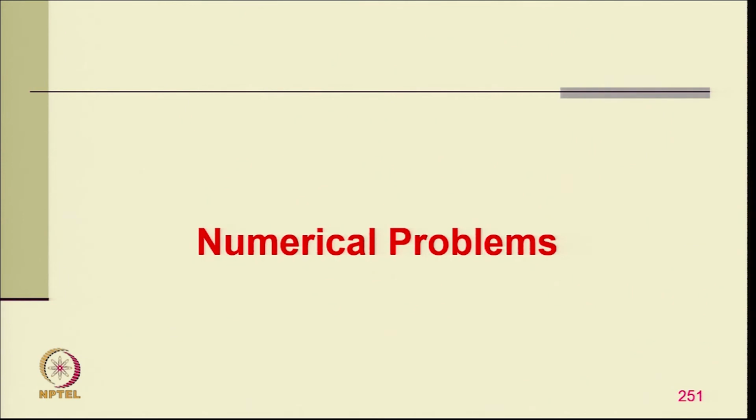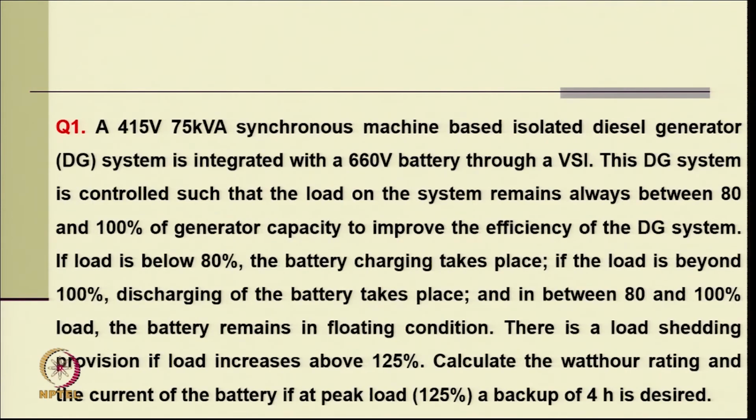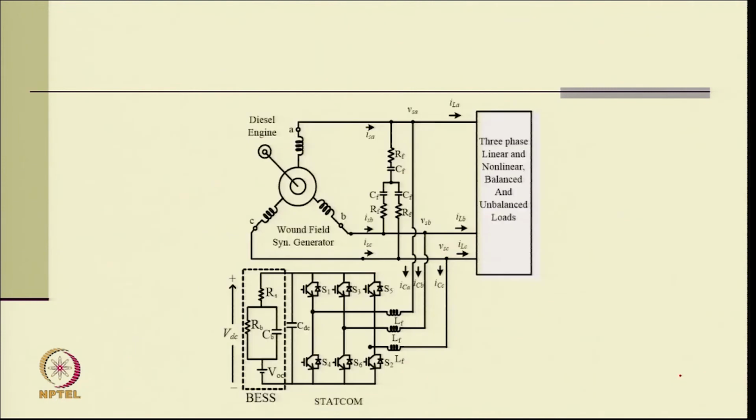Now, coming to the numerical problems. A 415 V, 75 kVA synchronous machine based isolated diesel generator set is integrated with a 660 volt battery through a voltage source converter. This DG system is controlled in such a way that the load on it remains always between 80 to 100% of the generator capacity to improve the efficiency of the DG set. If the load is below 80%, battery charging takes place. If the load is beyond 100%, discharging of the battery takes place, and in between 80 to 100%, the battery remains floating, and there is a load shedding provision. If the load increases above 125%, calculate the watt hour rating and current of the battery. The peak load of 120% with 4 hour backup is desired. So, this is the typical system with the battery backup, and we have a load.